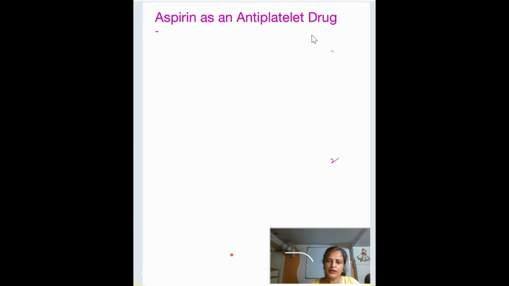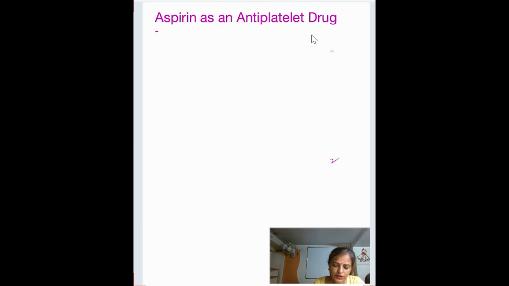Today I have come up with one of the important questions which is very commonly asked in the pharmacology paper: why aspirin in low dose is used as an antiplatelet drug. So let's get started with the answer of this question.